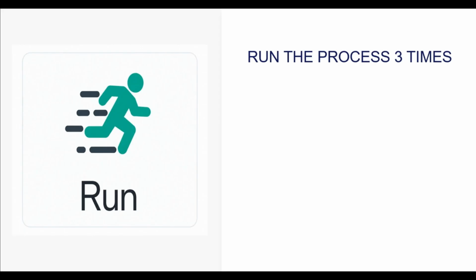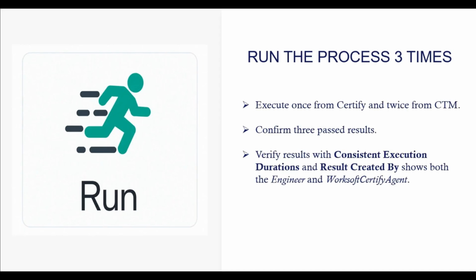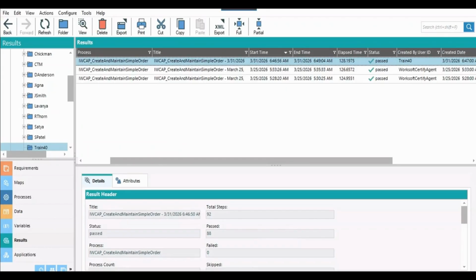Checklist Item 1. Run the process 3 times. Execute it once from Certify and twice from CTM using the Run in CTM option. You should see 3 past results and the results created by the engineer and Worksoft Certify agent.